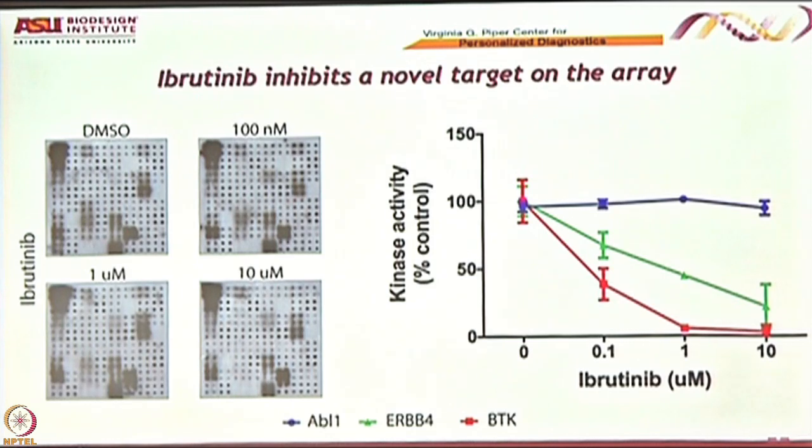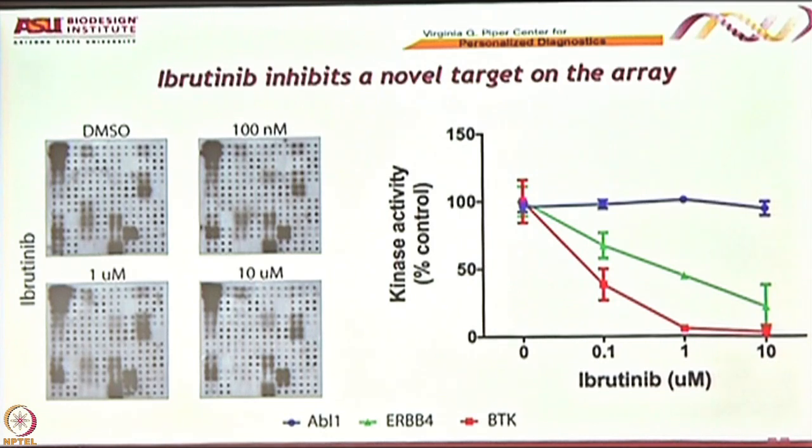BTK is an important enzyme, a kinase, in the B cell pathway, and it plays a role in a lot of B cell cancers. So mantle cell lymphoma, for example, relies on BTK. And ibrutinib has turned out to be a very useful drug in treating those patients. It inhibits the BTK, it essentially stops the growth of that tumor, and it's well tolerated by patients, not a lot of side effects. So we asked, does ibrutinib inhibit anything else?